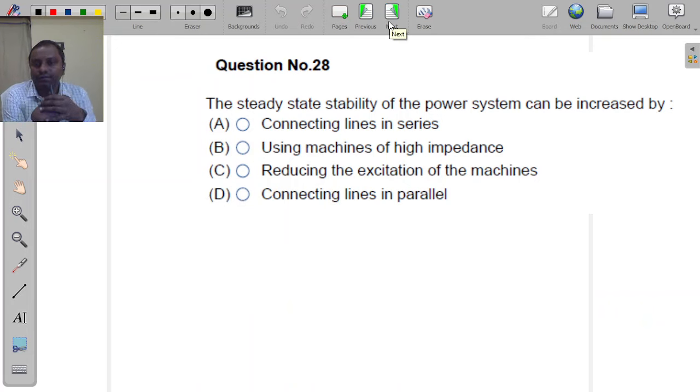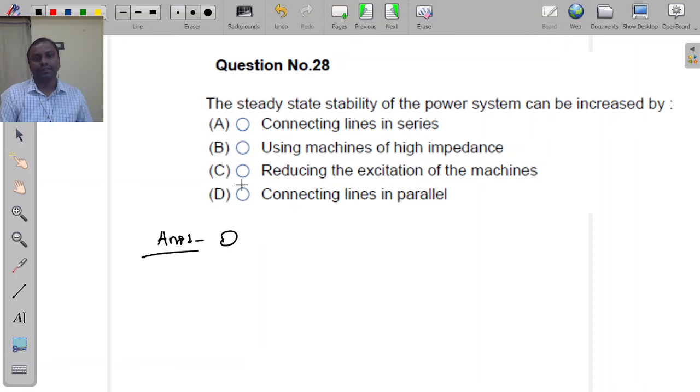Next, steady state stability of a power system can be increased by connecting lines in series using transmission lines of high impedance, reducing efficiency of machine transmissions, reducing the excitation of the machines, or connecting lines in parallel. So the answer is connecting lines in parallel.